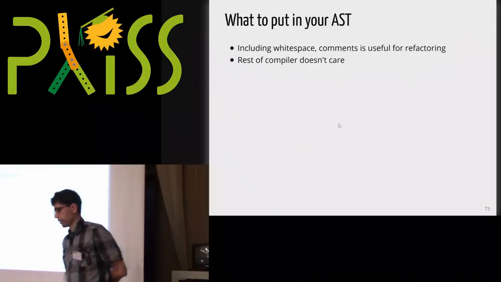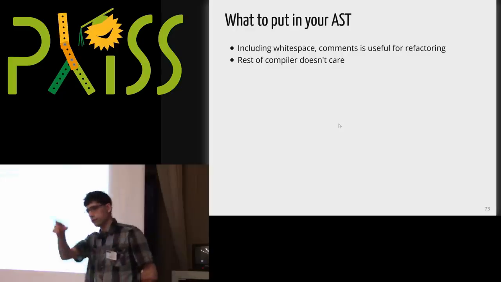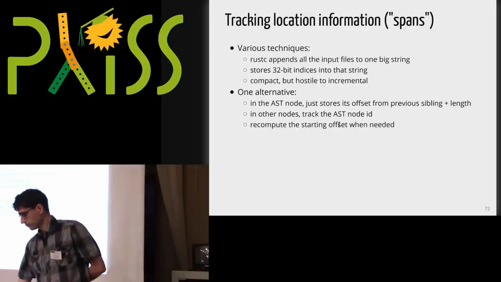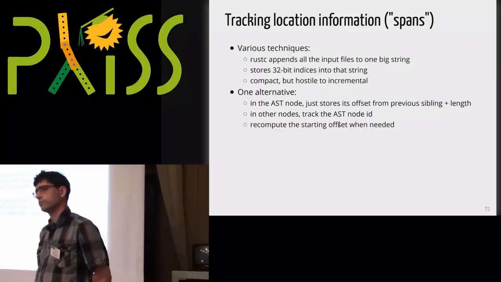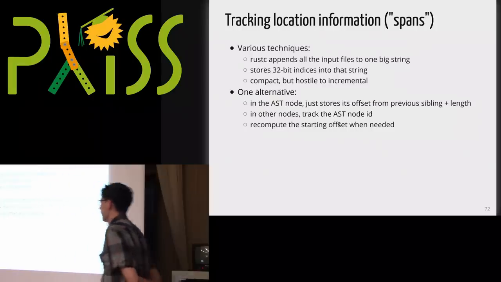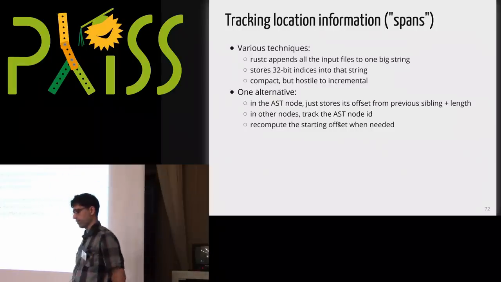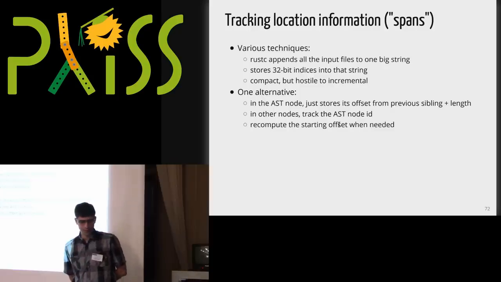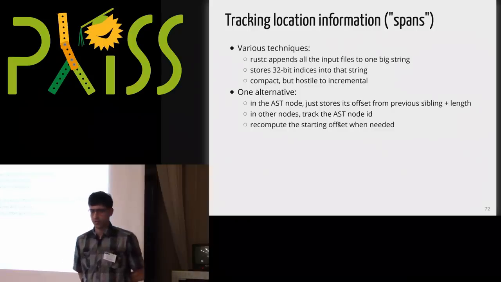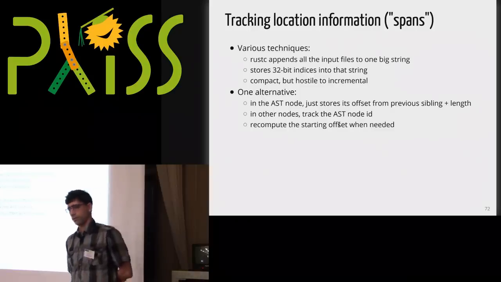So another interesting question. Yeah. Oh, sorry, yeah? On the spans, how do you track the spans across expansions and sugaring and all the different ranges? That's a good question. I thought about having a slide on that, and I think I forgot. So thanks for mentioning it. So the question was, how do you track the spans across desugarings and transformations?